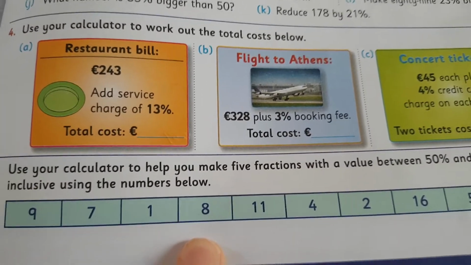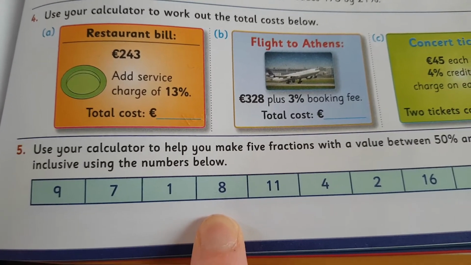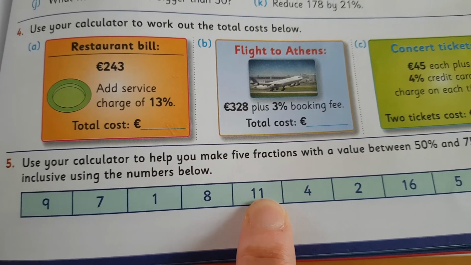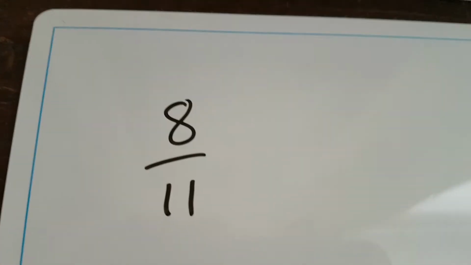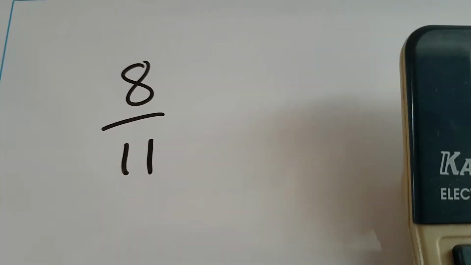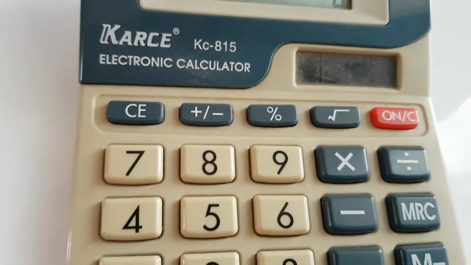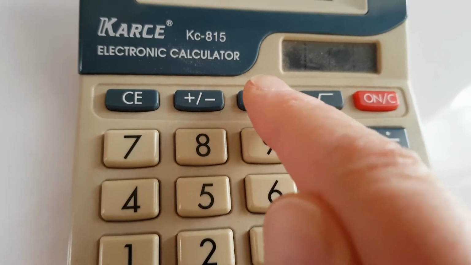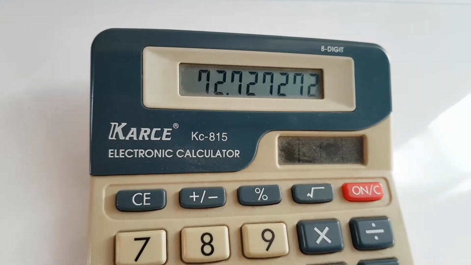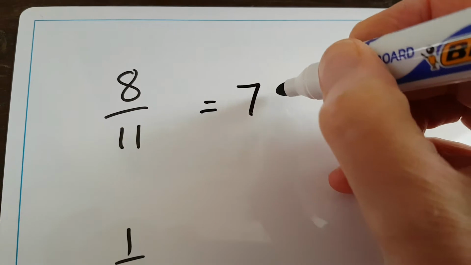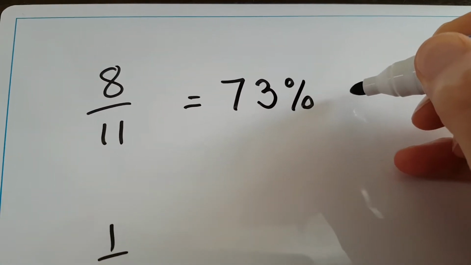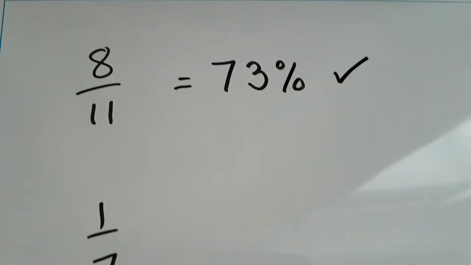To make a fraction I need two numbers, a numerator on the top and a denominator on the bottom. So for example, if I choose 8/11, that could be a fraction. Now, I need to find out if 8/11 makes the right percentage. So, I'm going to put in 8 divided by 11, and I see that it's 72.72%. So I'm going to round it up to 73%. So that one falls within 50 and 75. I could use that fraction.